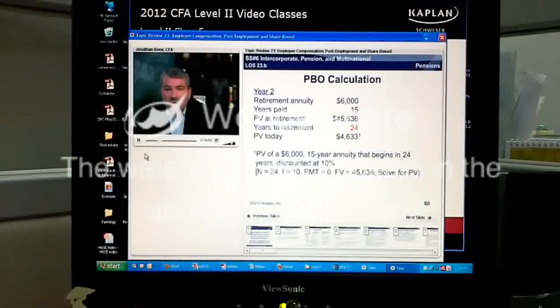Okay, so to work out the PBO today, we need to enter the present value at retirement as our future value. So 45,636 is going into the calculator as the future value. Discount rate, IY, is 10, N is 24, and we're just going to compute PV to see a figure of 4,633, which is the PBO at the end of the second year.